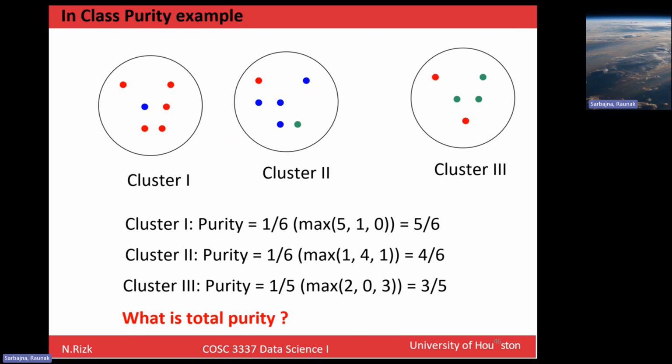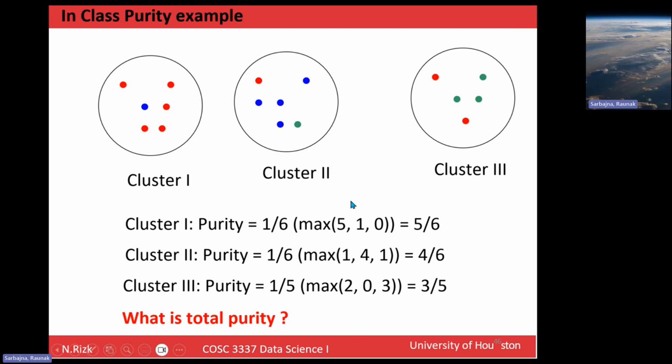The total purity is the formula that I showed you earlier today, which is you add up the total number of points here. So it's 1, 2, 3, 4, 5, 6, plus 1, 2, 3, 12, 13, 14, 15, 16, 17. So there are 17 points in total. So it'll be 1 over 17 times the sum of 5 plus 4 plus 3. So it's 12. So it's 12 by 17 would be your total purity in this case. So it's as easy as that.